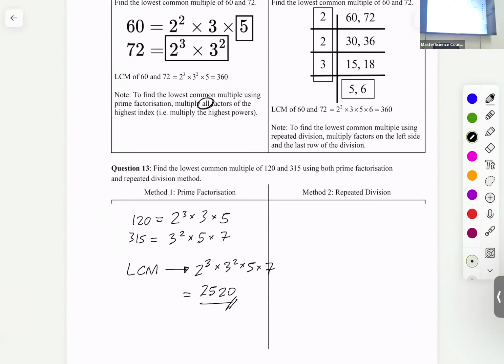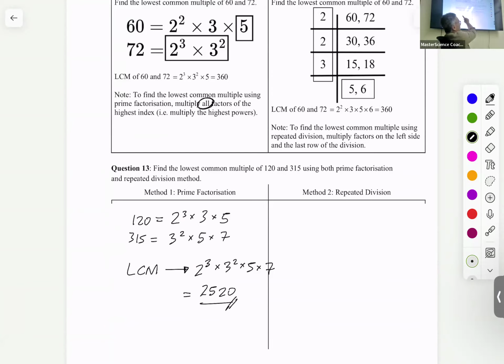Now for LCM, it will be slightly different. For LCM, I line them up. Same thing, I do the prime factorization. Then I line them up. But now, I will multiply everything. I will multiply everything. So, you see there's a 2 power 3 there?